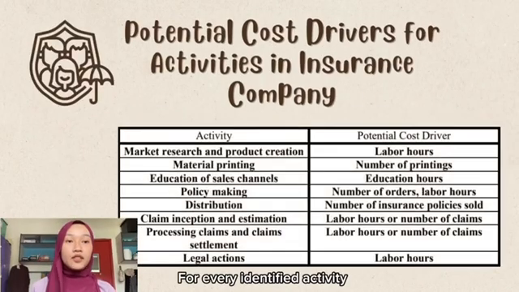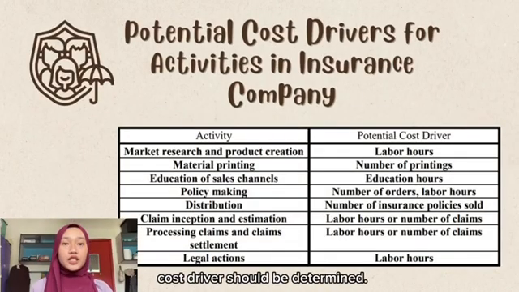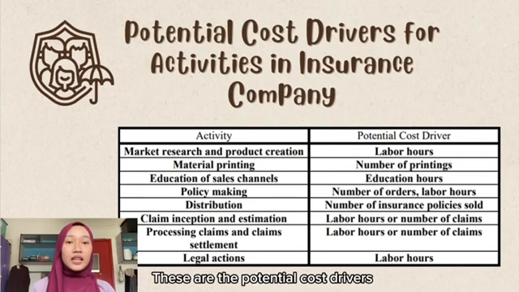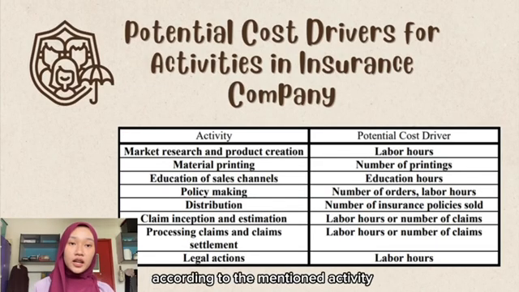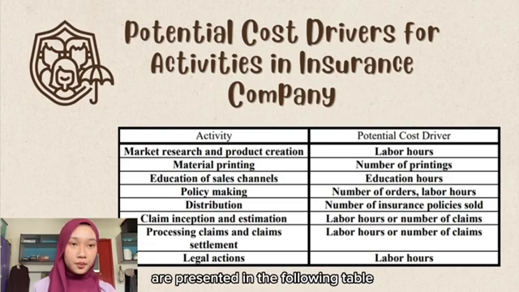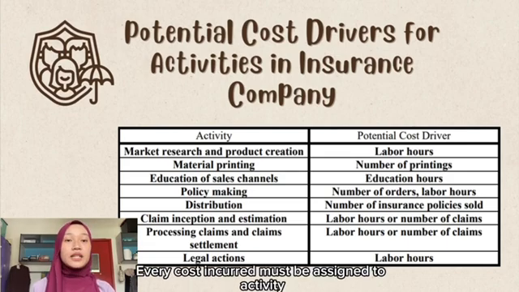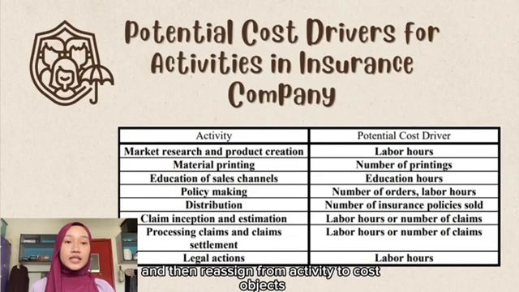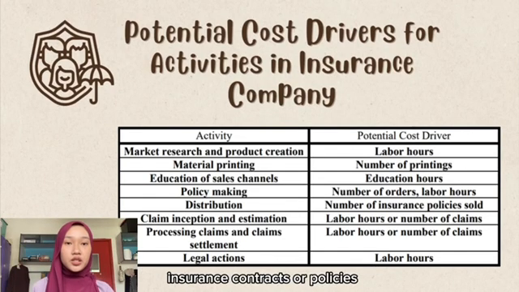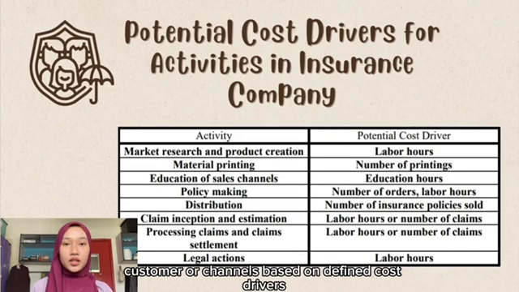For every identified activity, cost drivers should be determined. These are the potential cost drivers for activities in an insurance company based on Table 1. Potential cost drivers according to the mentioned activity are presented in the following table. Every cost incurred must be assigned to the activity which has cost in occurrence and then reassigned from activity to cost objects, insurance contracts or policies, customers or channels, based on defined cost drivers.